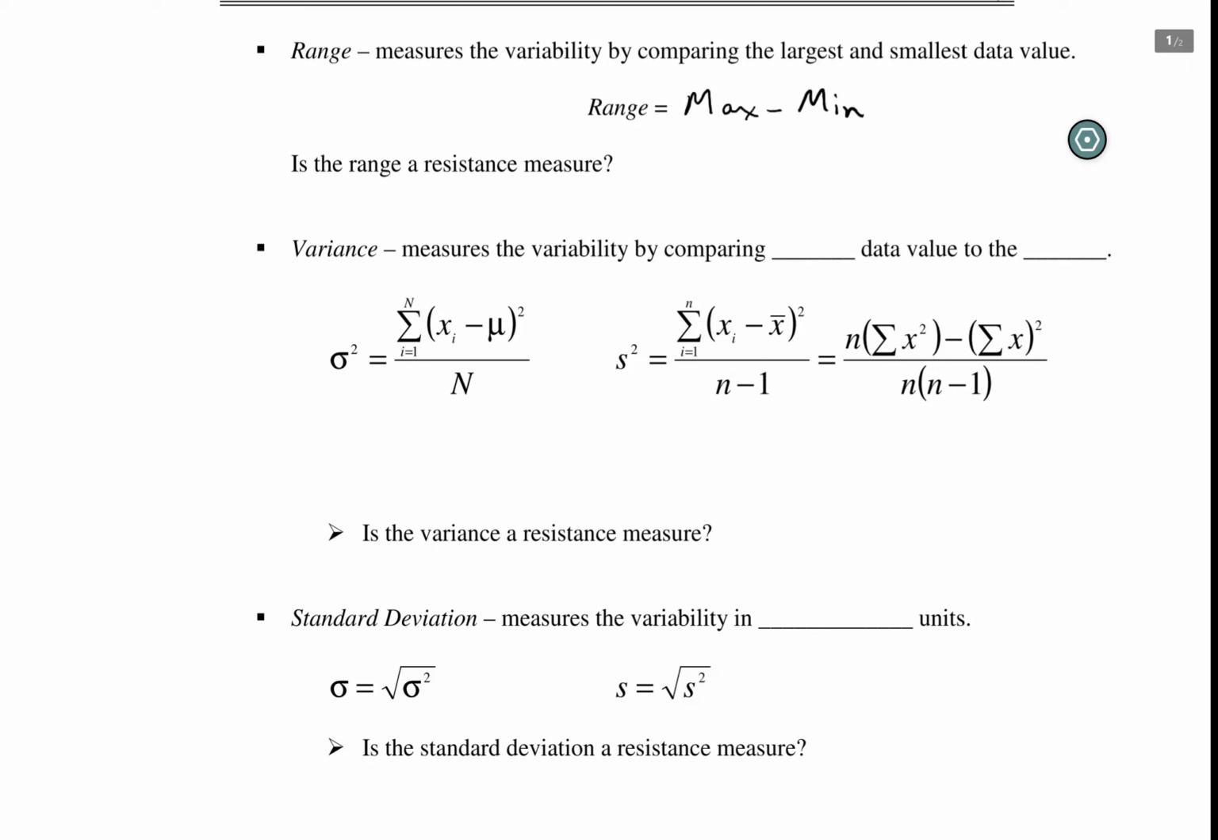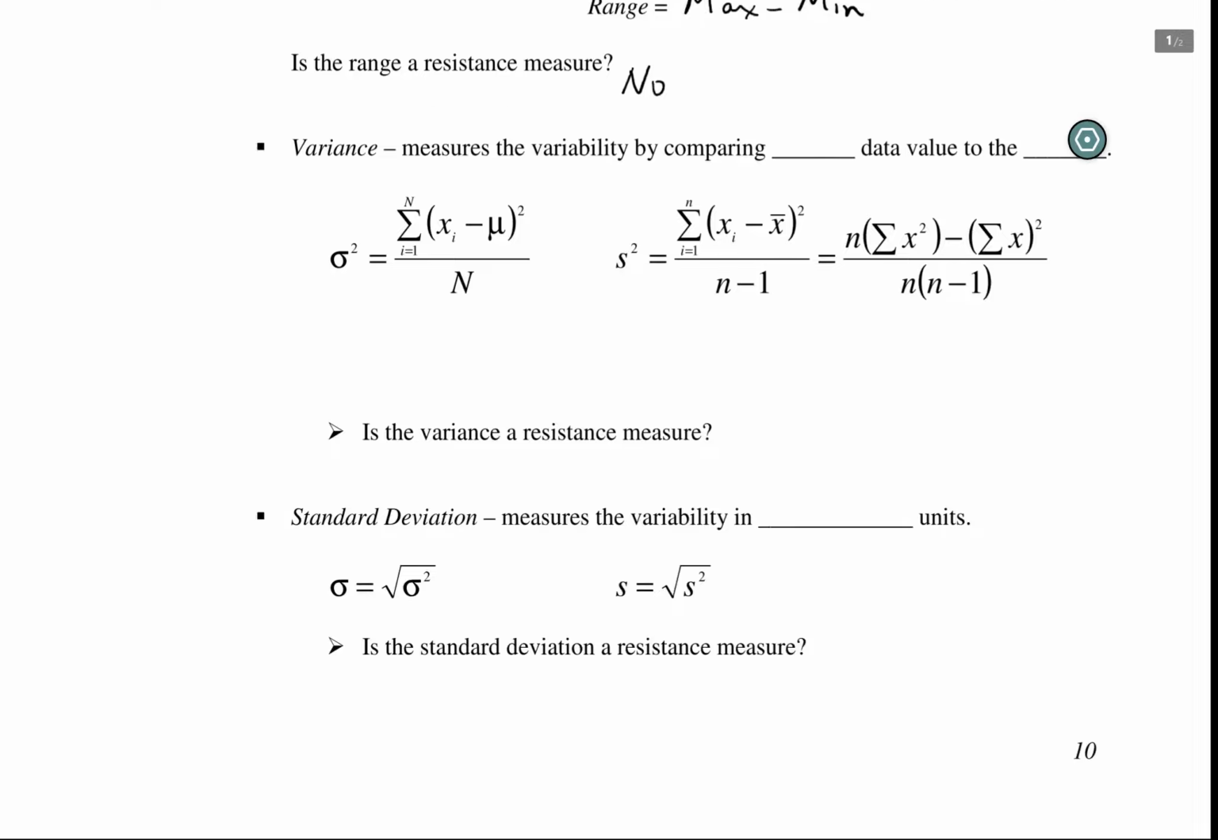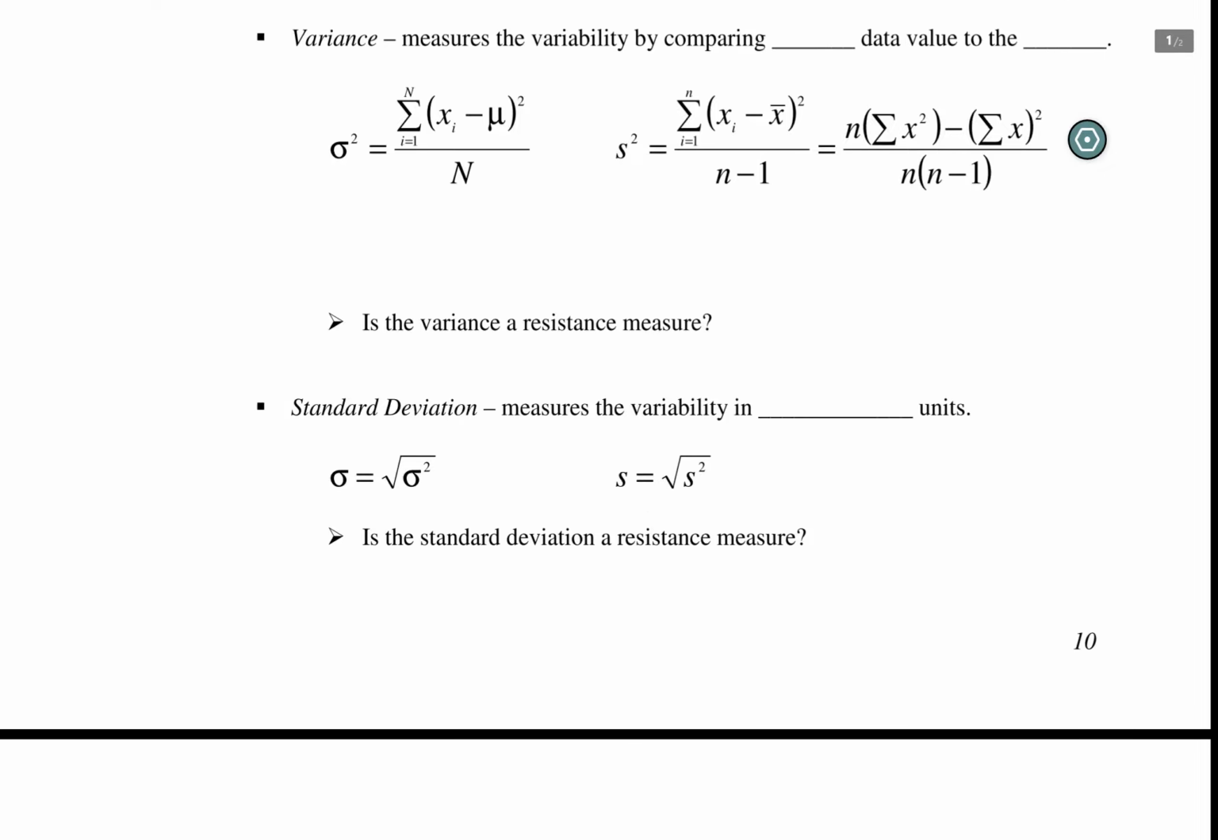Is the range a resistant measure? That is, do outliers highly affect it? That's the question we need to ask. And the answer is that the range is not a resistant measure. Outliers would highly affect the range. It's the max minus the min. It might solely be a function of two outliers. The range also is crude in the sense that it just uses two data points to say something about the dispersion of an entire data set. And so we're going to look for something a little bit better, and that's what the variance and the standard deviation do for us.